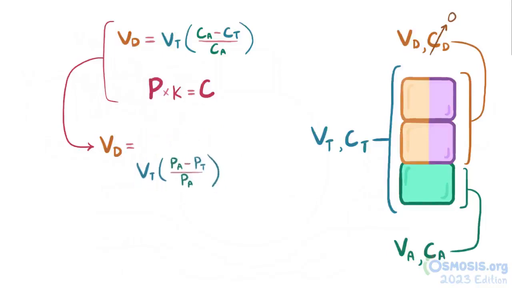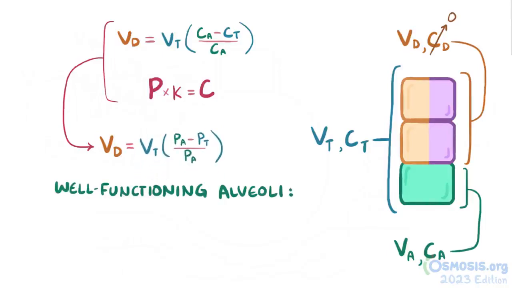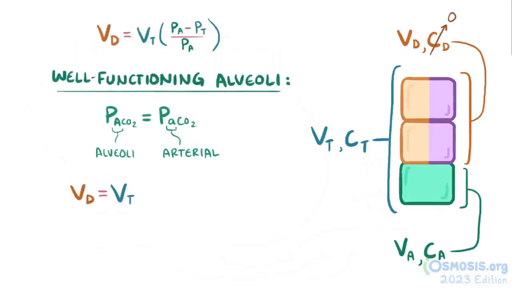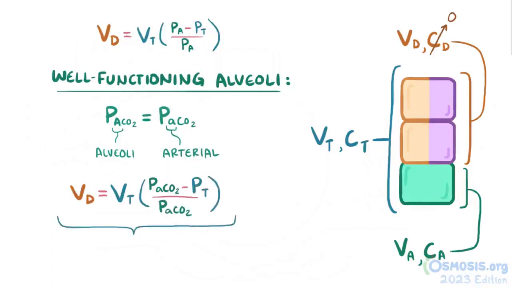Now, in well-functioning alveoli with adequate blood supply, carbon dioxide quickly dissolves into the blood until the partial pressure of carbon dioxide in the alveolar air is equal to the partial pressure of carbon dioxide in the blood, which can also be written as P little a CO2, little a for arterial. So we can replace P big A with P little a CO2. And this final equation is known as the Bohr equation and is used for calculating physiological dead space. It's named after the Danish physician Christian Bohr, father to the more famous son, physicist Niels Bohr.